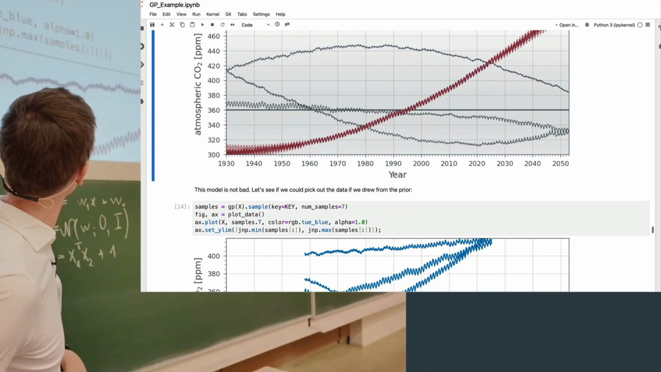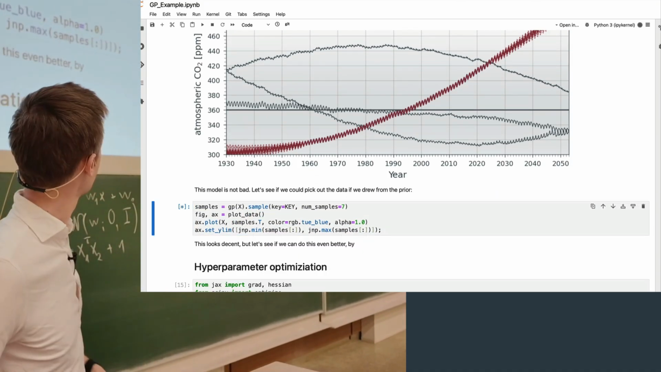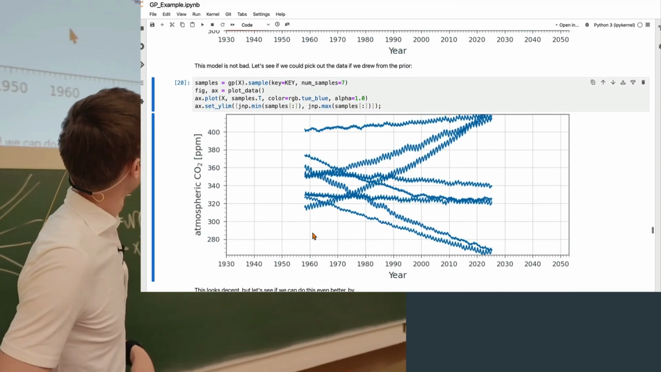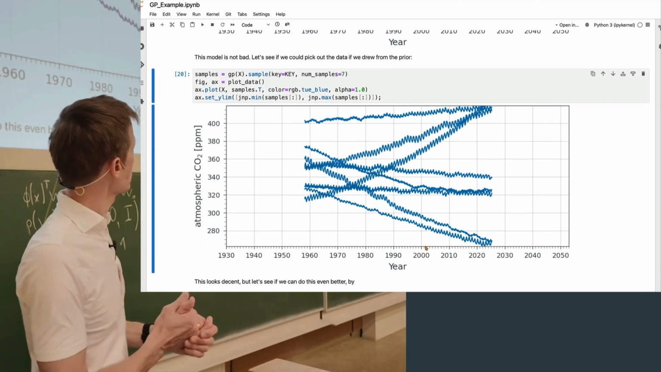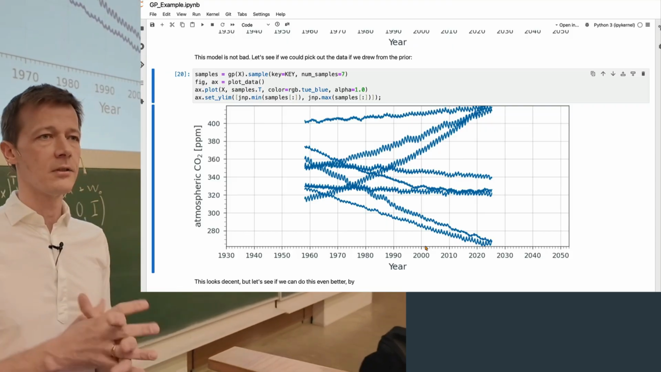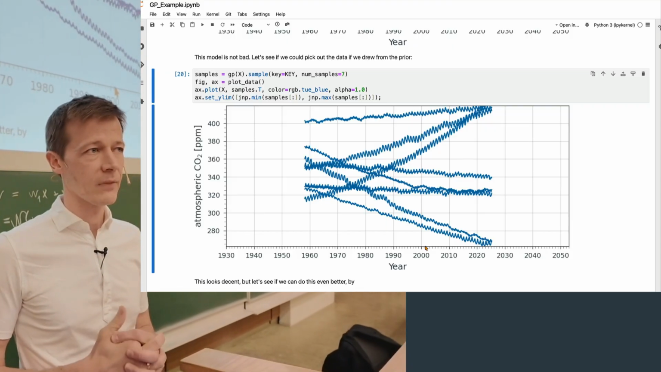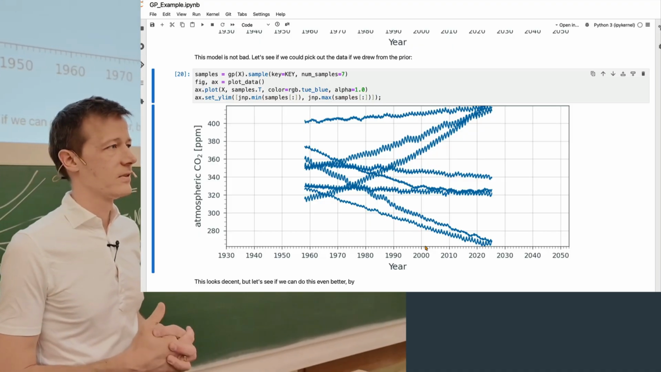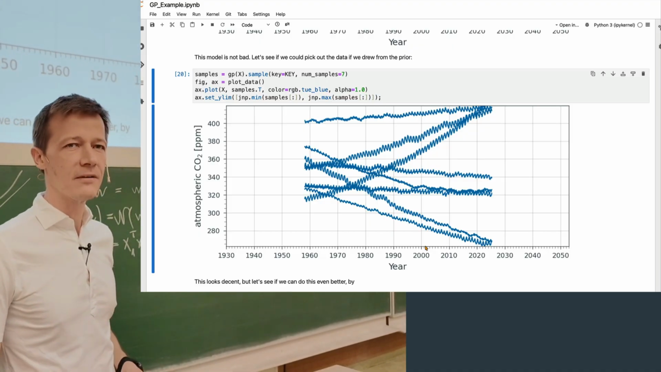One way to do that is to draw samples from the prior. So in this plot, I've made it a bit more extreme. I've just drawn 7 different functions from the prior and also plotted the true data somewhere in there. Can you tell where the data is? Raise your hand if you can see the data. Damn, it's not quite good enough yet, right?